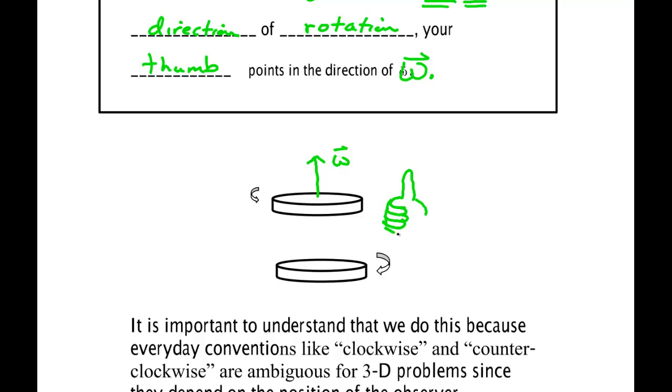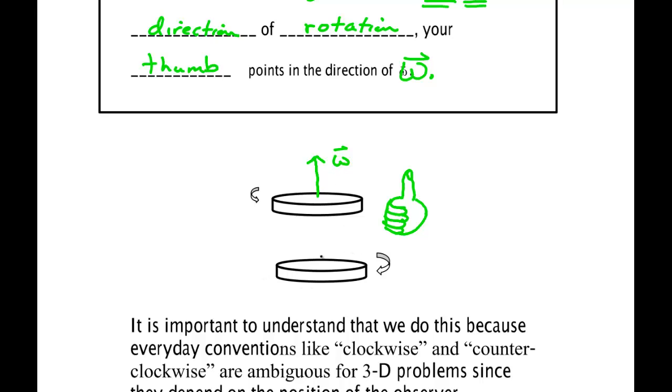If you use your right hand. If you use your left hand, you'll get the direction backwards. You need to go to France. They use the left hand rule and change all the formulas. Alright, so wrap your fingers, your thumb, right here, your thumb points up. That's the direction of omega.